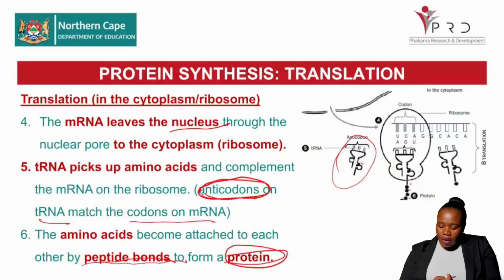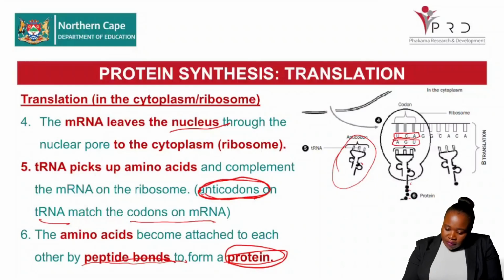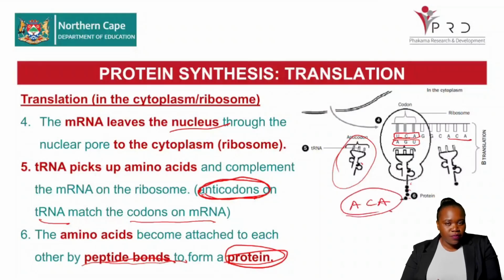And then we are going to look at the fact that these codons or anticodons can actually code for the same amino acid, meaning that we can find that, for example, ACA codes for 2 different amino acids.